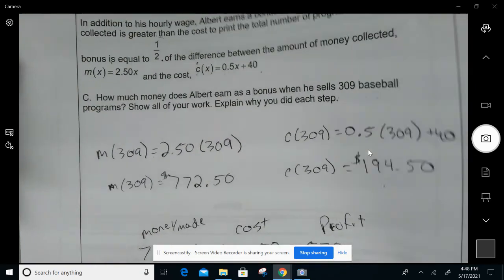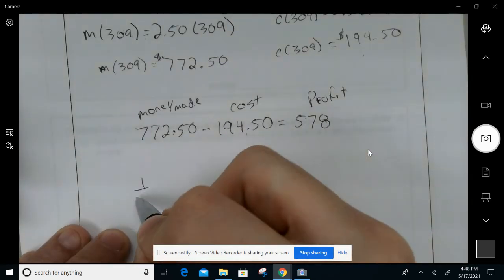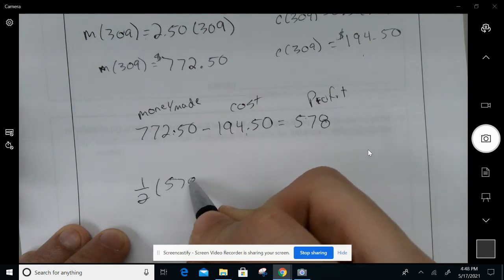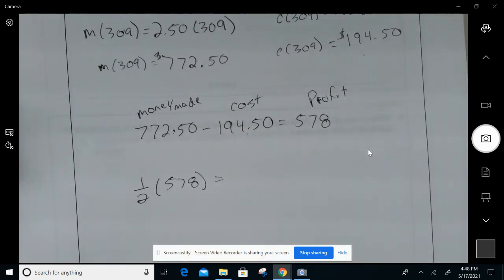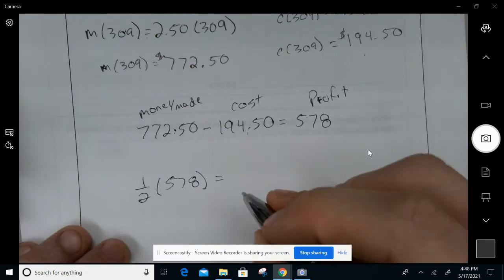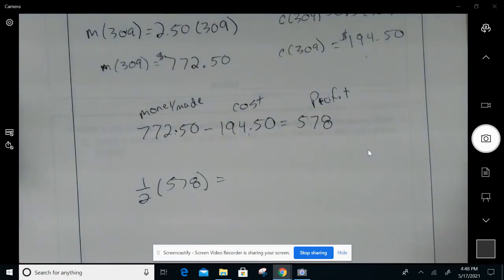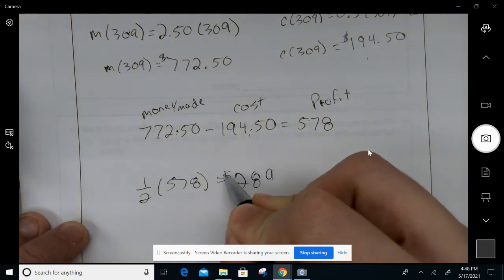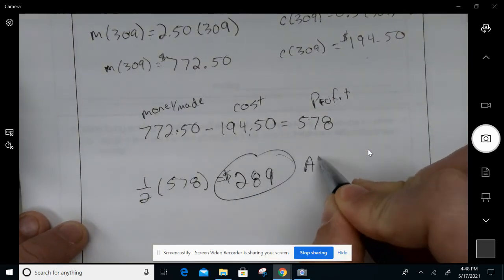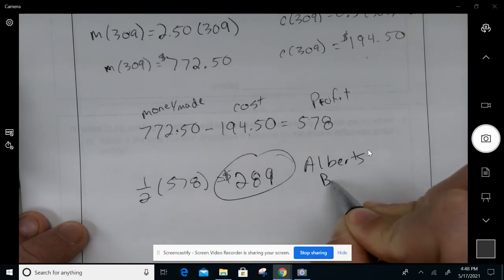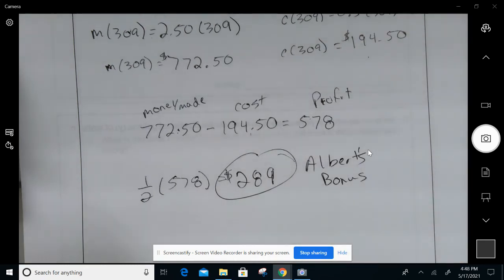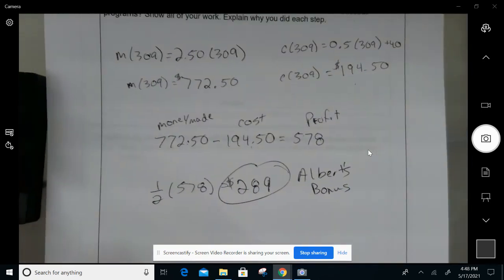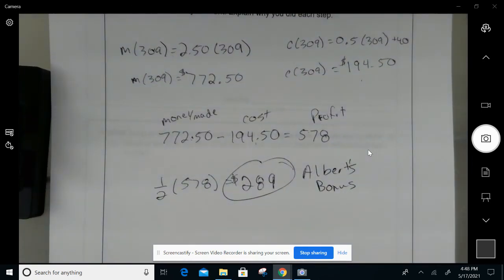We just took the difference, so let's do 1/2. 1/2 of 578. That's a heck of a bonus. I guess he owns the joint. Oops. Divide it by 2. Sorry. Or take it times 1/2. Let's see here. 578 divided by 2. That's his bonus. That's his bonus right there. 1/2 of the difference of the money they made.